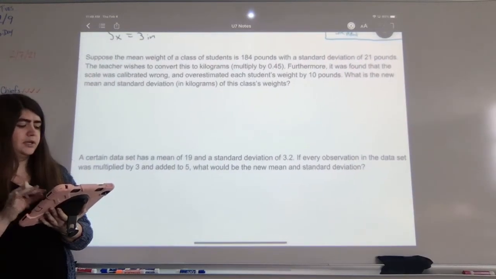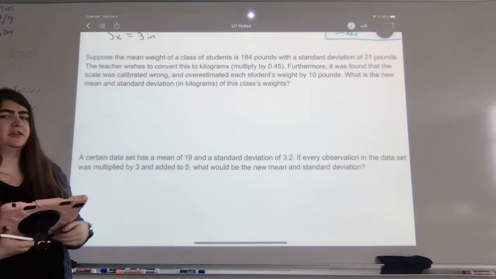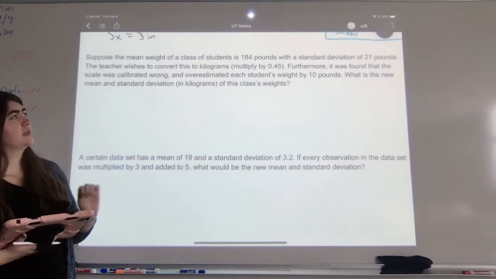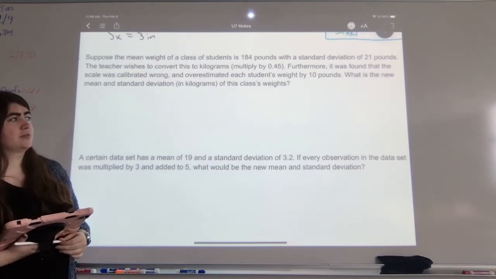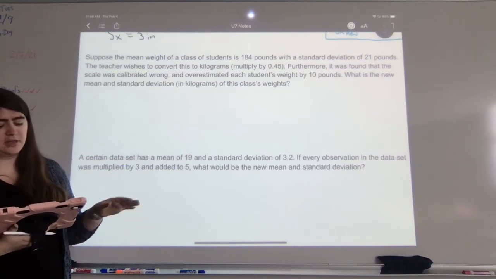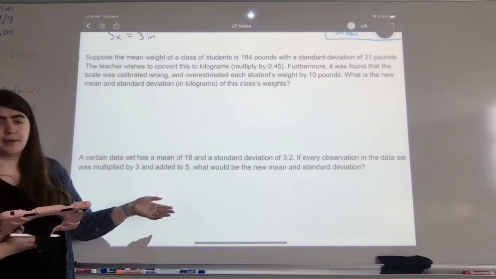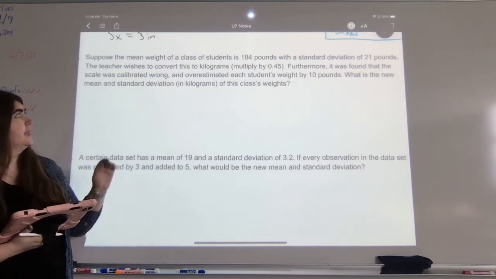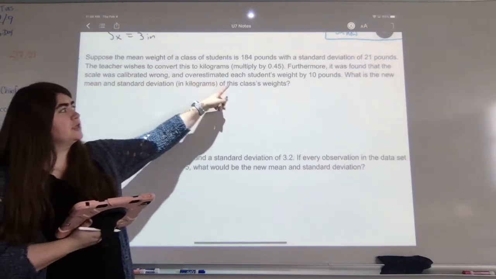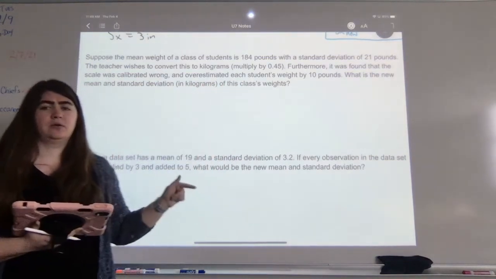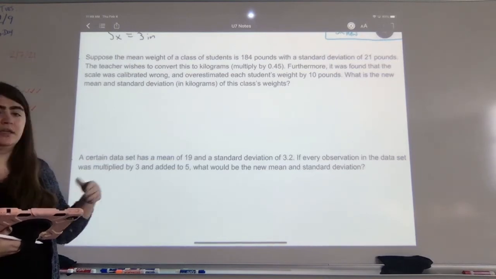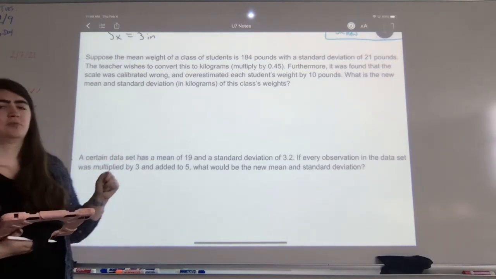And now I'll take a look at example 3. And example 3 does have something a little tricky that you have to notice first. It says, suppose the mean weight of a class of students is 184 pounds with a standard deviation of 21 pounds. The teacher wishes to convert this to kilograms. In other words, you're multiplying by 0.45. Furthermore, it was found that the scale was calibrated wrong and overestimated each student's weight by 10 pounds. What is the new mean and standard deviation in kilograms of this class's weights?